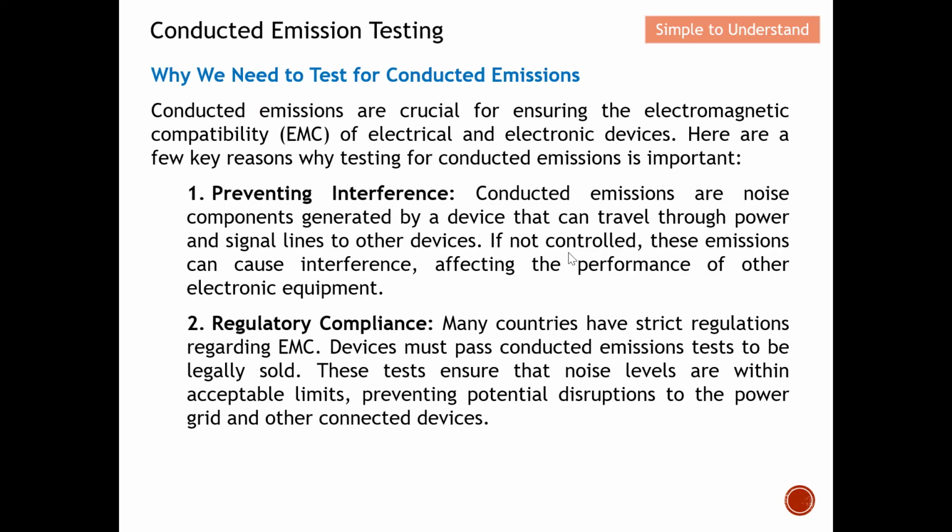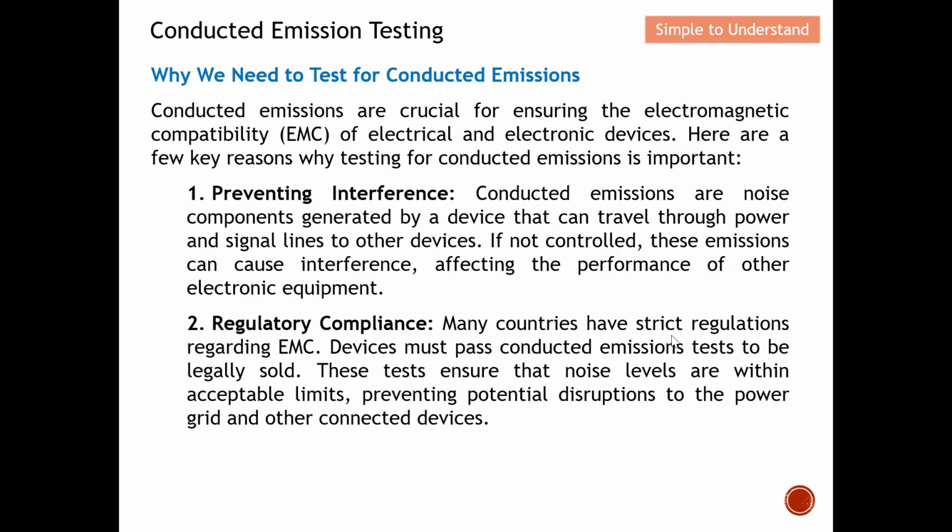If this is not controlled, the emission can cause interference, hence affecting the performance of other electronic equipment. You can imagine that the power supply is shared by different devices, and one source of noise affects the other devices connected to the same power source. Hence we need to ensure that we do not create any interference that affects the performance of other electronic equipment.